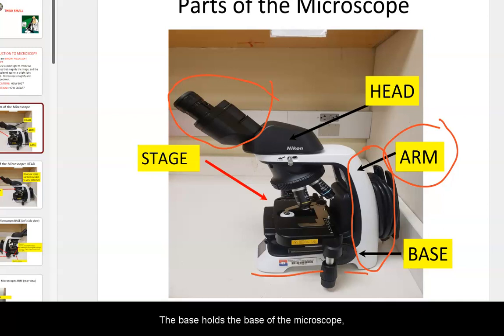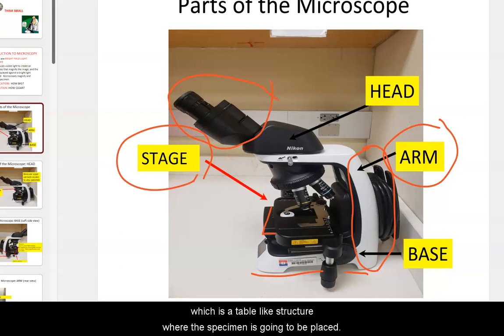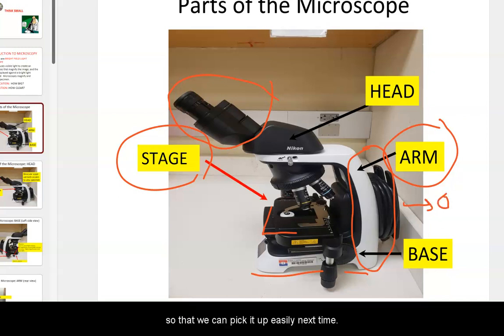The base holds the stage of the microscope, which is a table-like structure where the specimen is going to be placed. When we store the microscope, we always store it with the arm facing out so that we can pick it up easily next time. We never store the microscope with the oculars out because that could potentially damage the oculars.